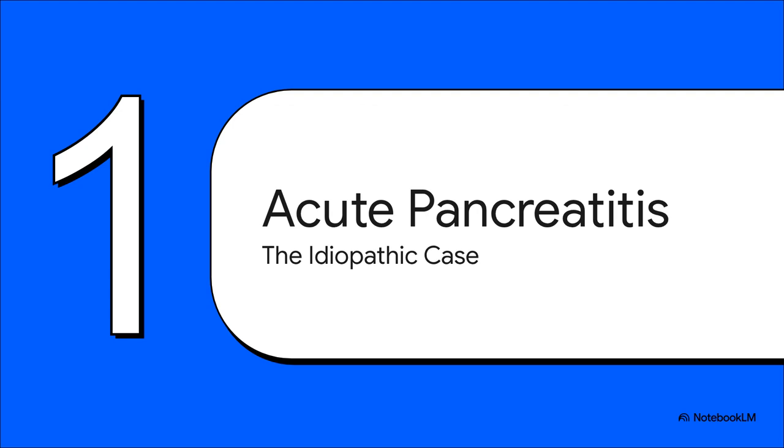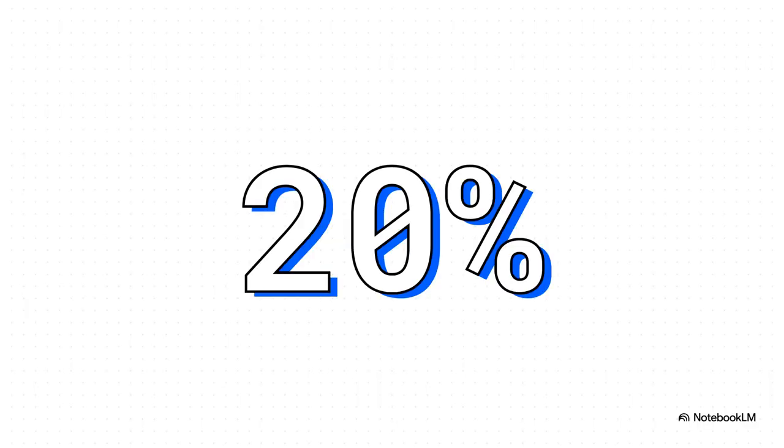All right, let's start with a classic scenario you'll see all the time. A patient comes in with acute pancreatitis, but all the initial tests, the labs, the CT scan, they all come back normal. We're left scratching our heads with an idiopathic case. And this isn't some rare thing. After you do the whole standard workup, a whopping 20%, that's 1 in 5 cases of acute pancreatitis, gets labeled idiopathic, which just means we don't know what caused it.